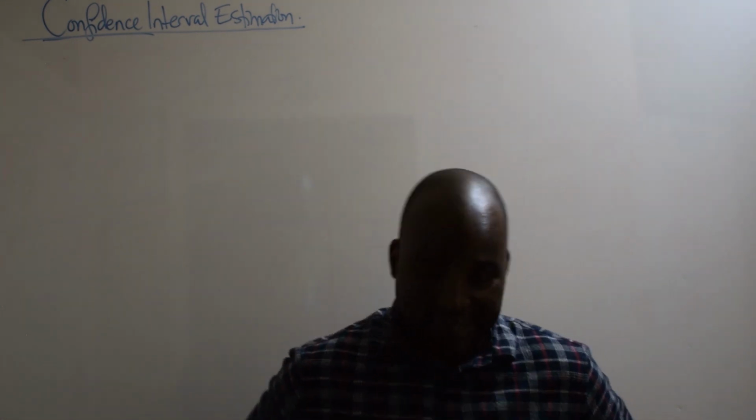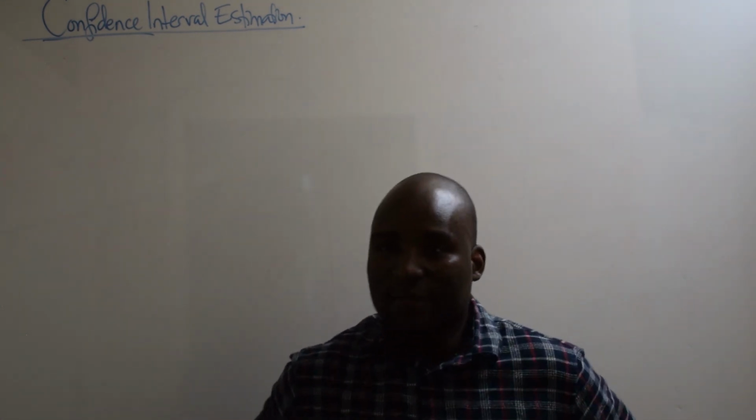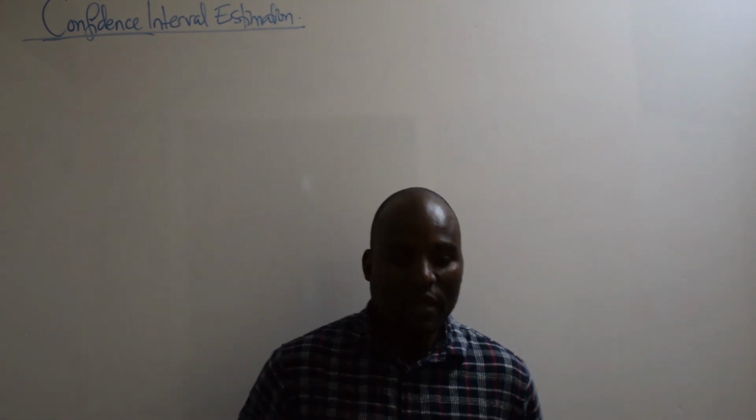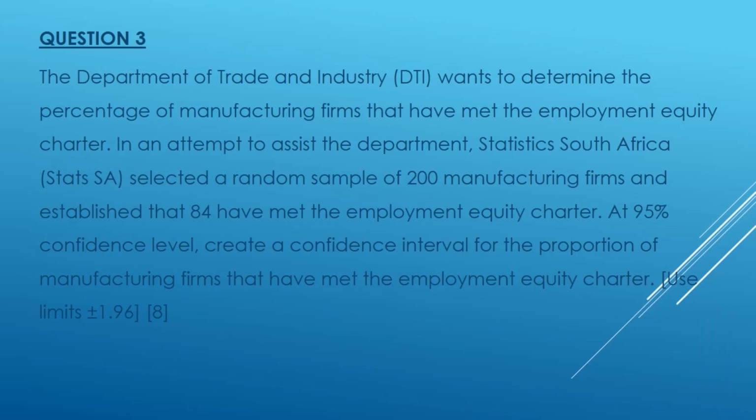Confidence interval still. Let's read the question, understand the question, and then we begin to answer the question. Question number 3 says, the Department of Trade and Industry, DTI, wants to determine the percentage of manufacturing firms that have met the Employment Equity Charter.